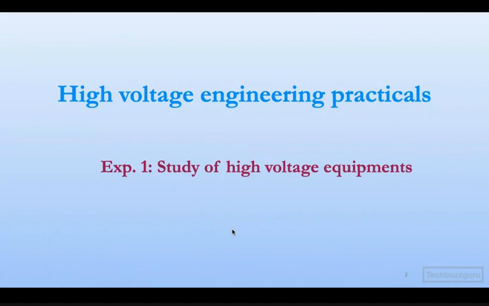So, high voltage engineering laboratory, the very first experiment is about the study of high voltage equipment. It's not only equipment, but also understanding the high voltage lab, the procedures, safety precautions, and other important things before we handle it. Okay, so let us move ahead.